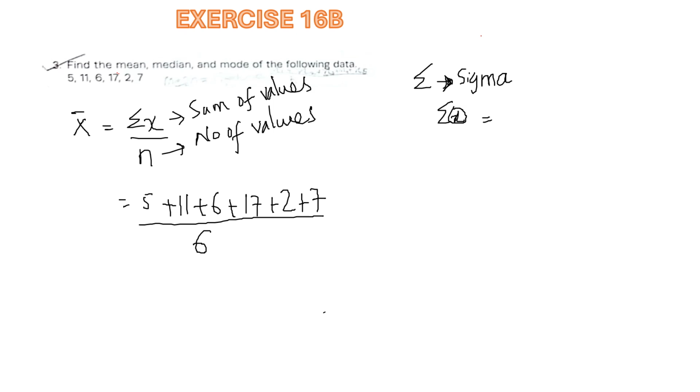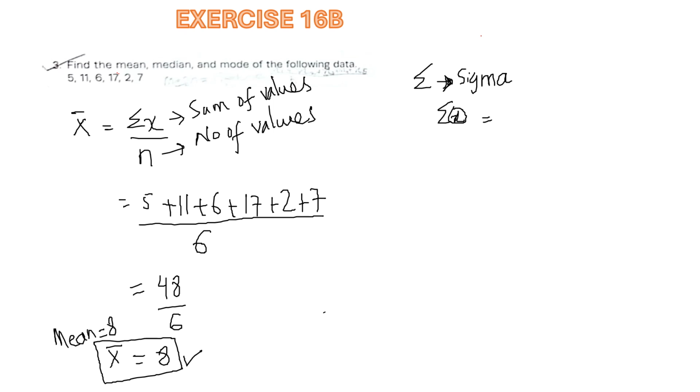Okay, now when you add all these numbers, what will you get? You will get 48. And then in division you have 6. Now 6 multiplied by 8 is 48. So that means mean is equal to 8, right? Or you can simply say mean is equal to 8.